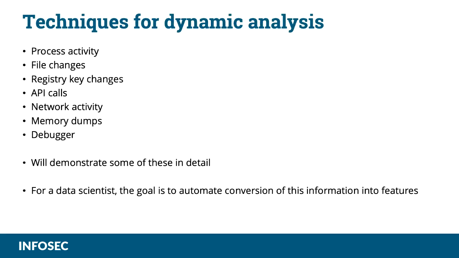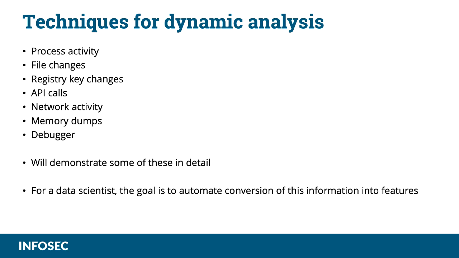While performing dynamic analysis, there are a lot of things that you can pay attention to. Some of the things that have been found to be most useful for detecting suspicious activity have been process activity, file changes such as copying, editing, writing, encryption, registry key changes, API calls, network activities such as sending packets, receiving packets, communicating with the CNC, memory dumps. If you are performing your dynamic analysis manually, you can also try using a debugger to be able to pause the execution and see what's going on. We're going to demonstrate some of these so you can see how this works.